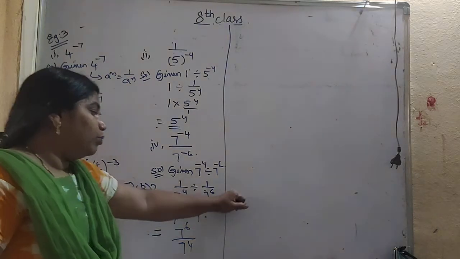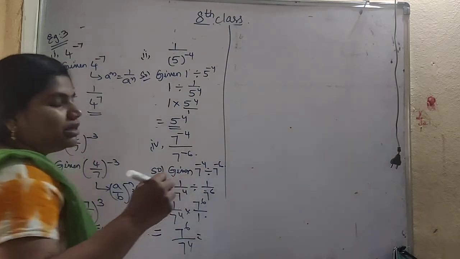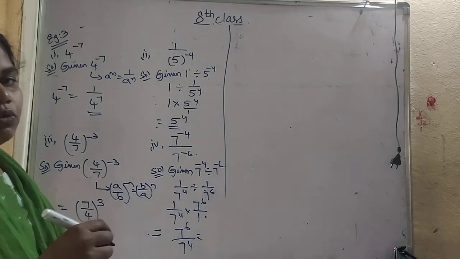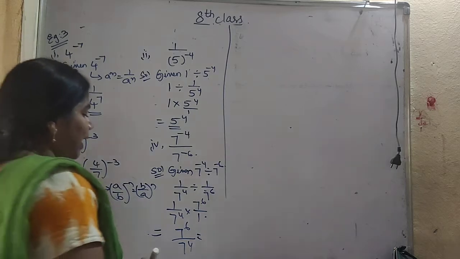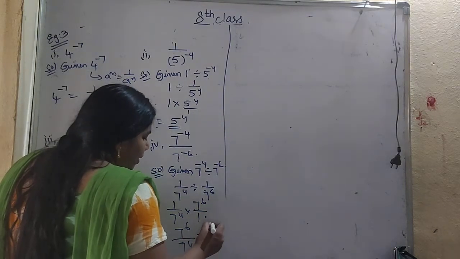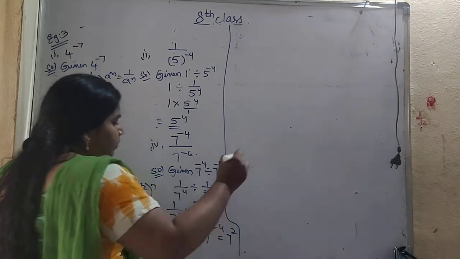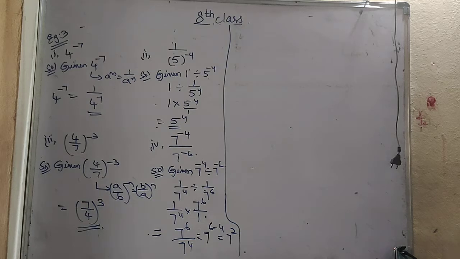We can apply one more formula here, the earlier one: a^m by a^n. The powers we will subtract because the m value is greater than the n value. That will be 7^(6-4), which is equal to 7^2. So this is our third example.